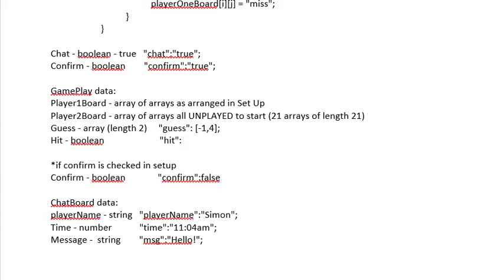We also, during play, have our confirmation, which originally sits as false and switches to true when we hit that button. Our chat board would consist of the data of the author, so the player name, the timestamp, which actually comes from the computer's data, and then the actual message that the user has entered.